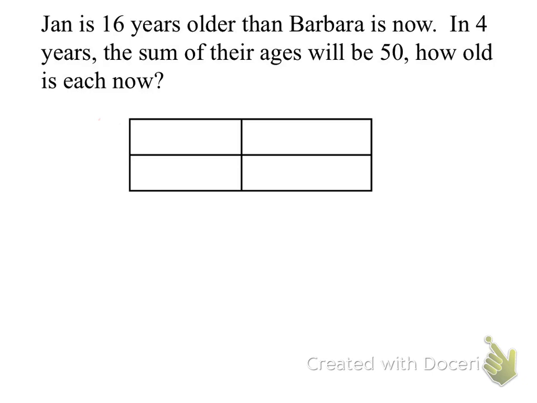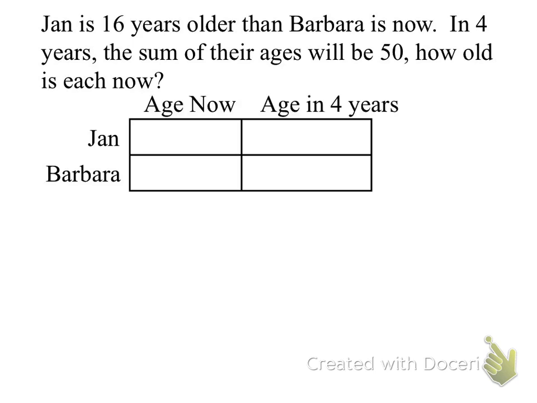Okay, so now we are writing, what am I comparing? Barbara and Jan. That's what goes on the outside of our box. Always, whatever you're comparing goes on the outside of the box. So I have Barbara and Jan. And we're talking about 2 time periods. When? Now and in 4 years.